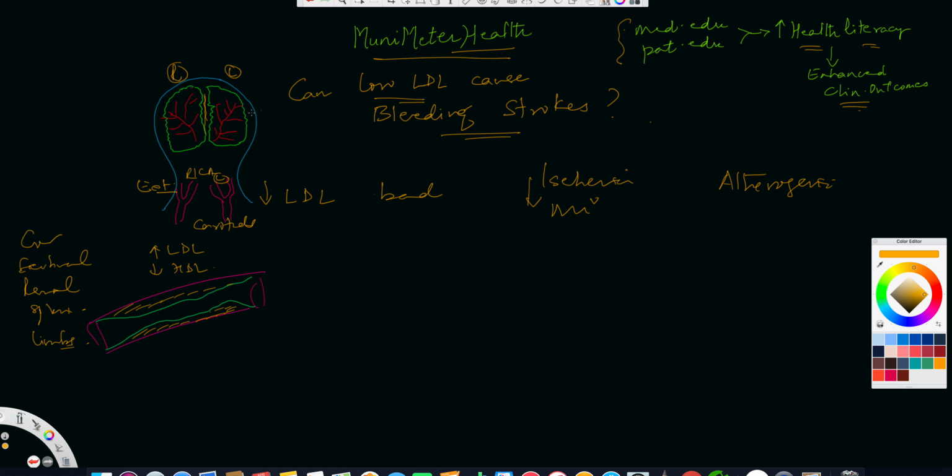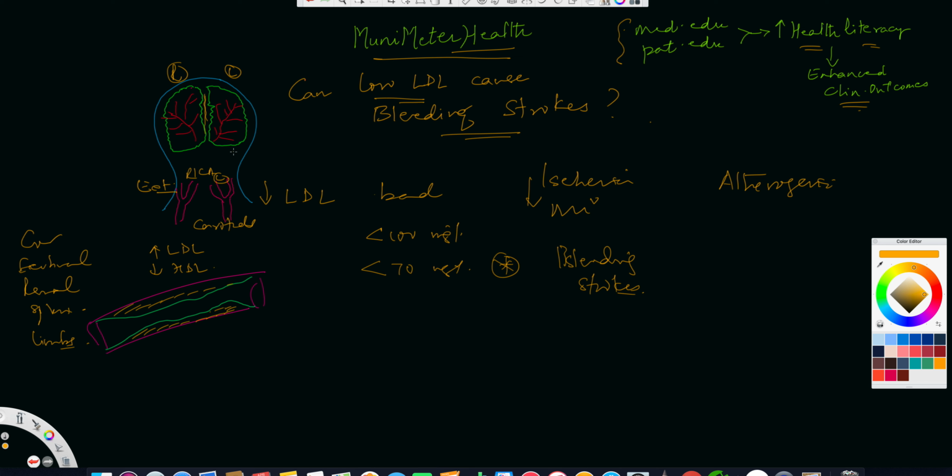Now, the LDL can be lowered to, say, 100 milligrams per deciliter, and that is sufficient to really prevent ischemia or prevent a heart attack. But if LDL is lower than 70 milligrams in individuals, whether on statins or not on statins, that becomes an extremely high risk for bleeding strokes. So for bleeding strokes, that's where the link has been established.